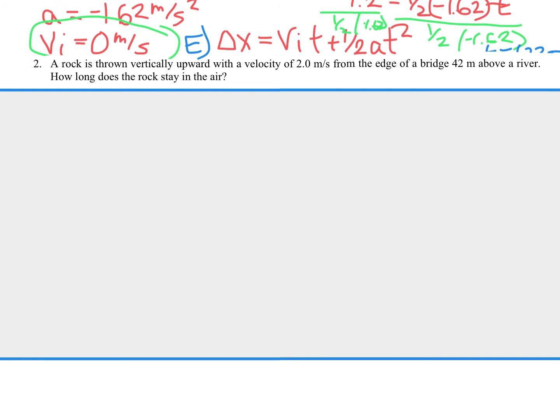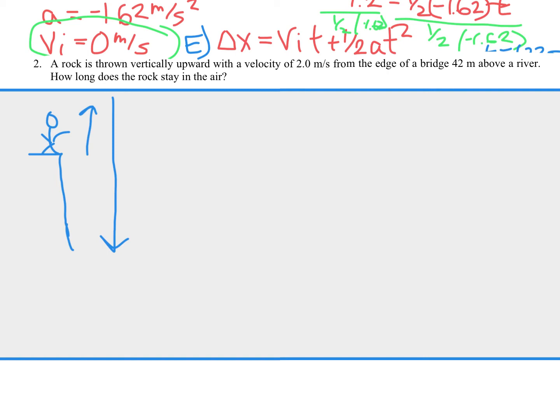Looking at number 2, I'm going to give myself a little bit more room. It says a rock is thrown vertically upward with a velocity of 2 meters per second from the edge of a bridge, 42 meters above the river. Wow, okay. So if I'm looking at a bridge, and here's me, I'm about to throw a rock up in the air, and then it's going to eventually fall back down. Now we know a couple things.